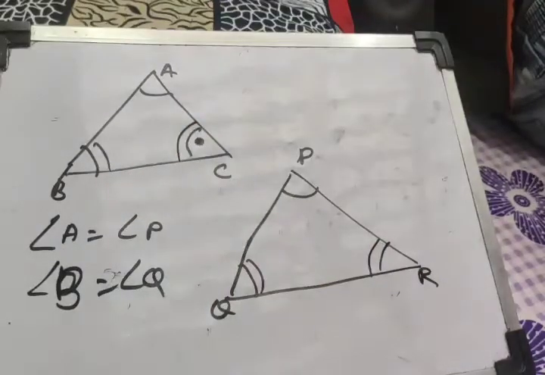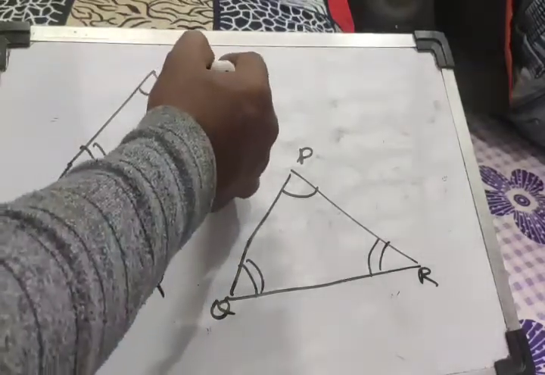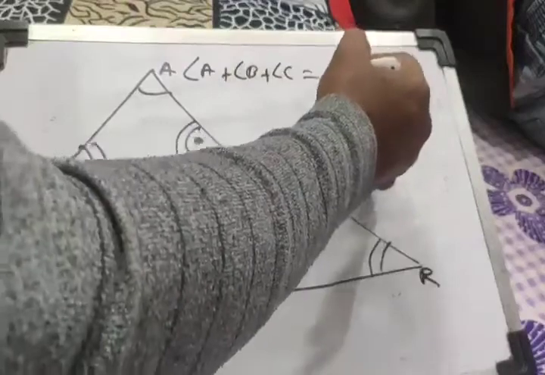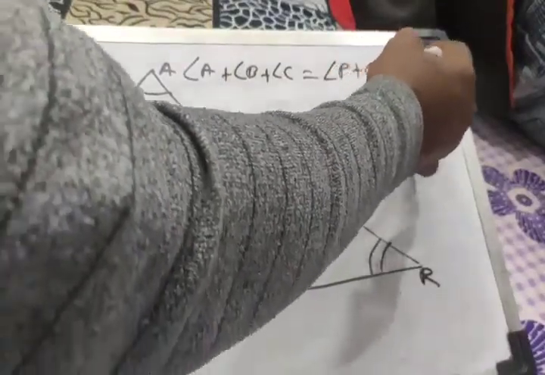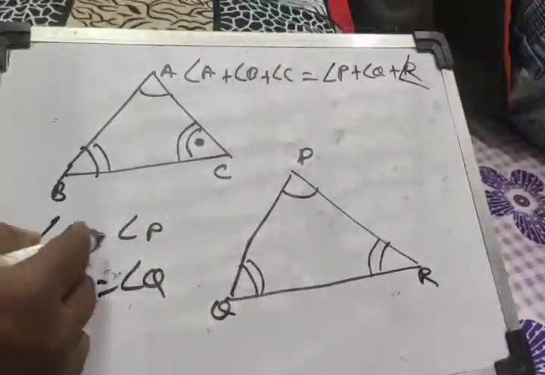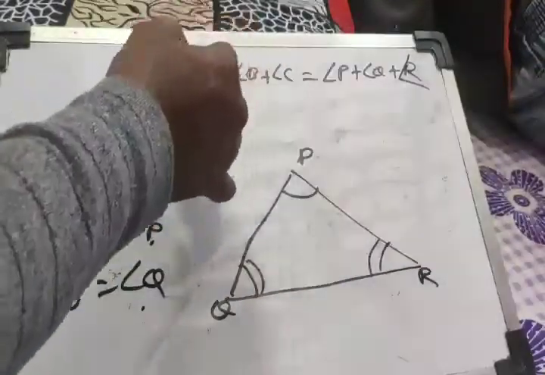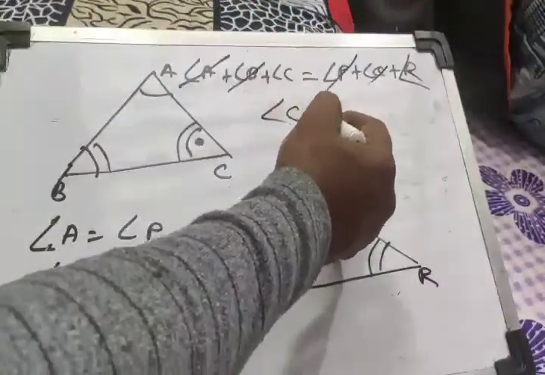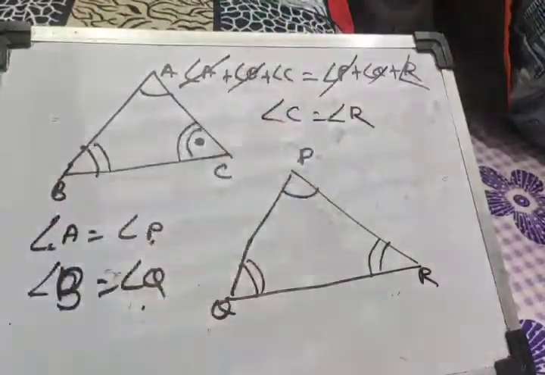Because as per the angle sum property, the sum of three angles of a triangle is 180. It means whether it is the sum of A and B and C, or the sum of P and Q and R, both will be equal to 180 degrees. Since A is equal to P and B is equal to Q, we will cancel the measure of angle P and of angle Q. So what will happen? Angle C is equal to angle R.